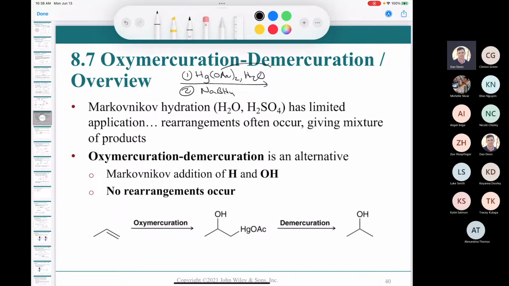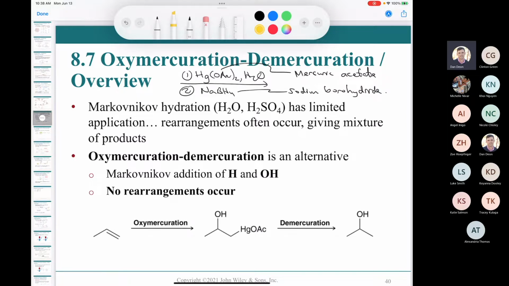So HgOAc2, that's mercury 2 acetate. The book usually calls it mercuric acetate. So I'll scribble that in here. And then NaBH4 is sodium borohydride. All right, that's enough about that. Here we go. Follow along with me.